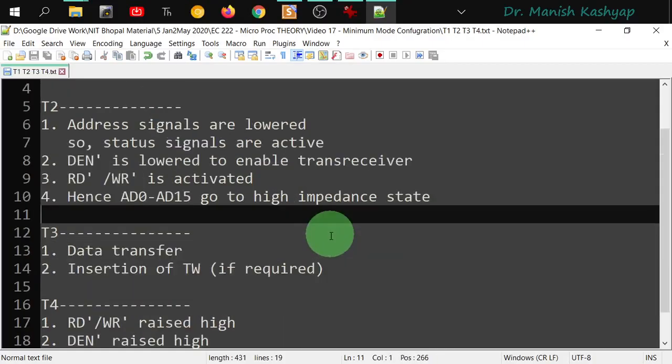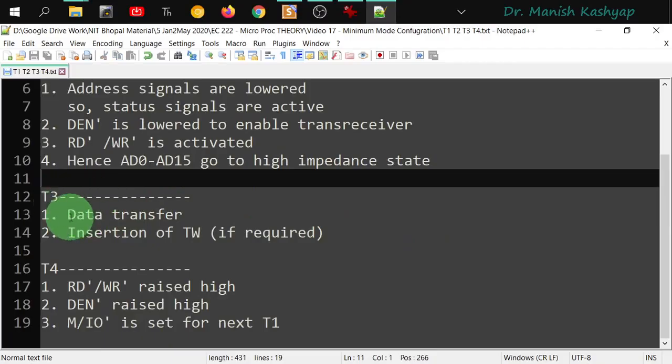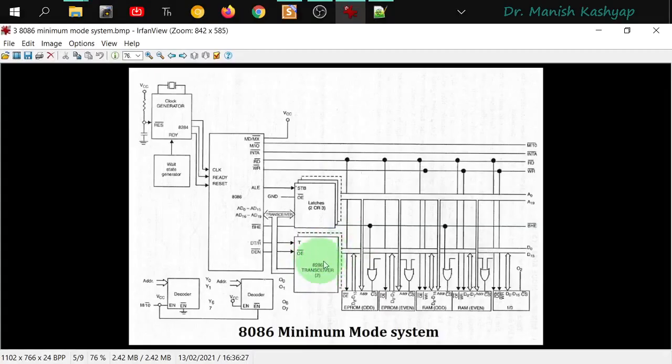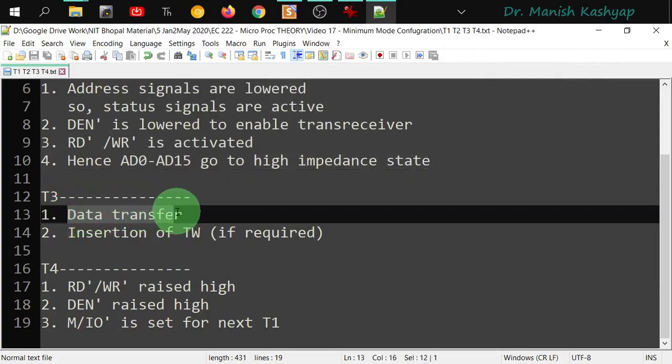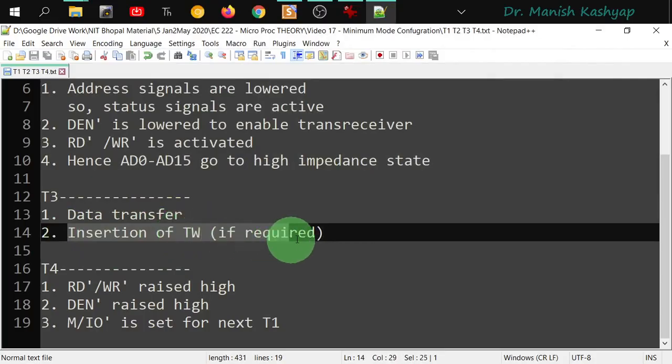Data will be transferred in the third T state, after the transceiver buffer that you see here has been activated in the T2 state. After that, your data will be transferred in the third T state, and insertion of some additional wait states can also be there if required. This I will explain when I show you the timing diagram.